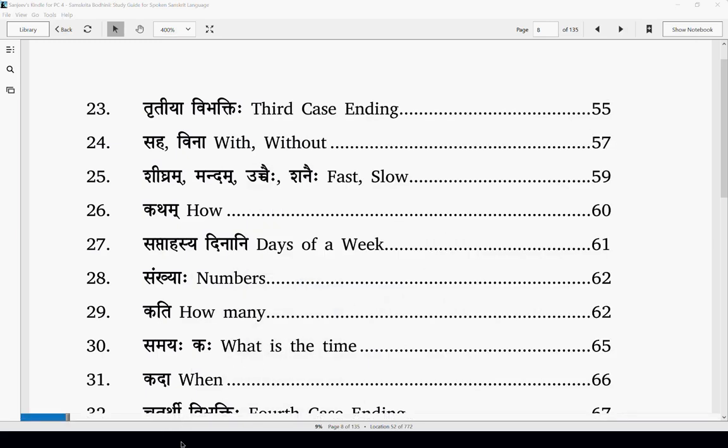Sankhyaha, Kati. Kati is how many? Kati Sankhyaha Santi? Bahu Sankhyani Santi. Kati Sankhyaha Santi? Bahu Sankhyaha Santi. So, Sankhya, if you remember that.